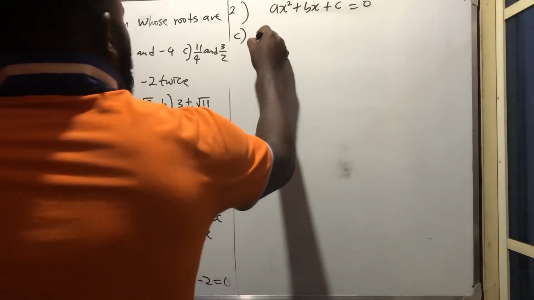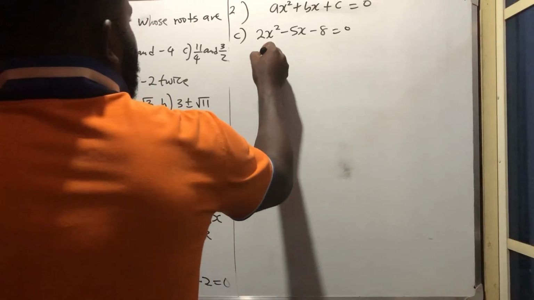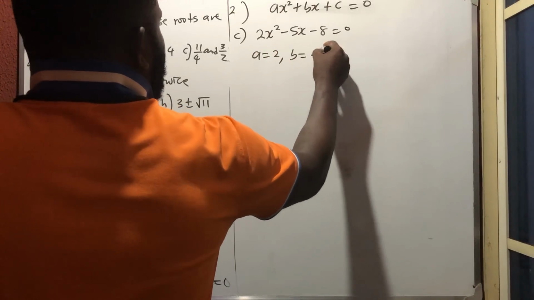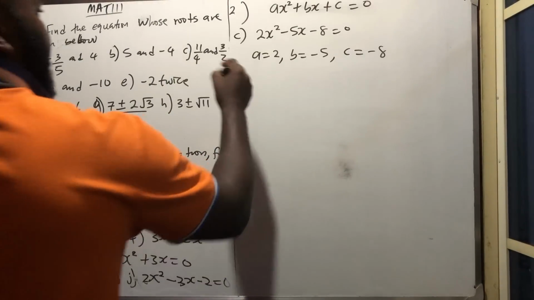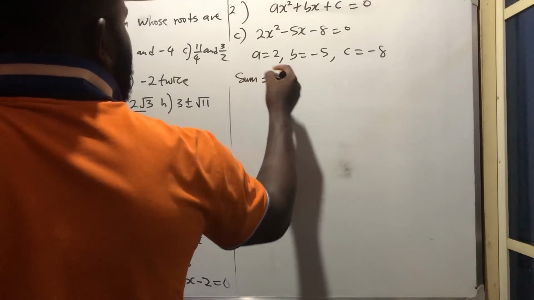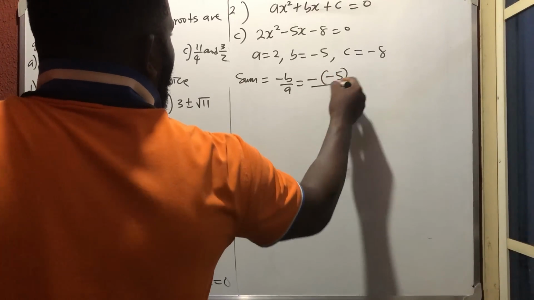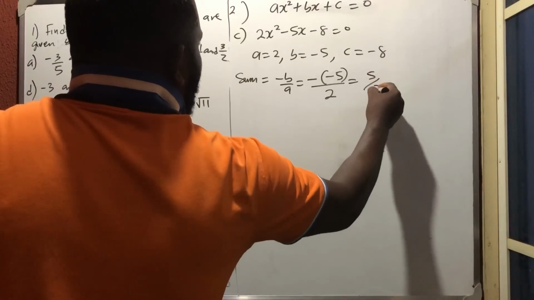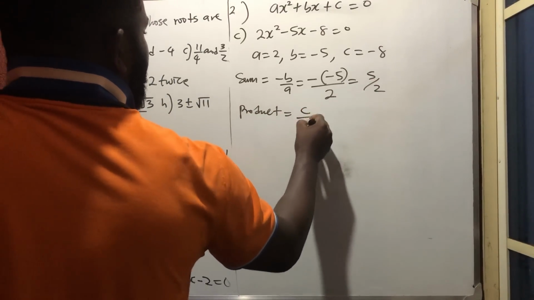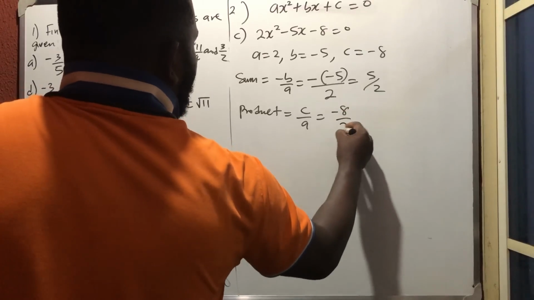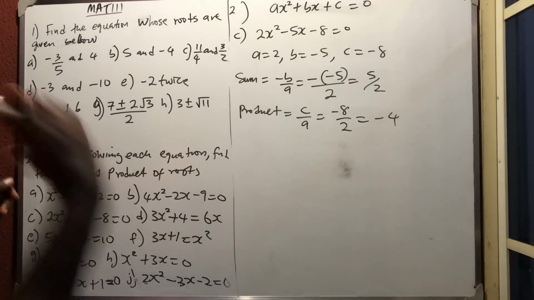they gave me 2x squared minus 5x minus 8 is 0. So we say that a is 2, b is minus 5, and c is minus 8. So as simple as that. My sum is simply minus b over a, which is minus into minus 5 all over 2, which is 5 over 2. So the product is simply c over a, which is minus 8 over 2, which is minus 4. As simple as that. So let's go to the next one.